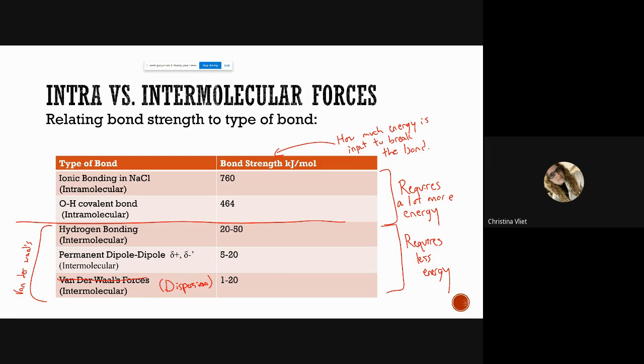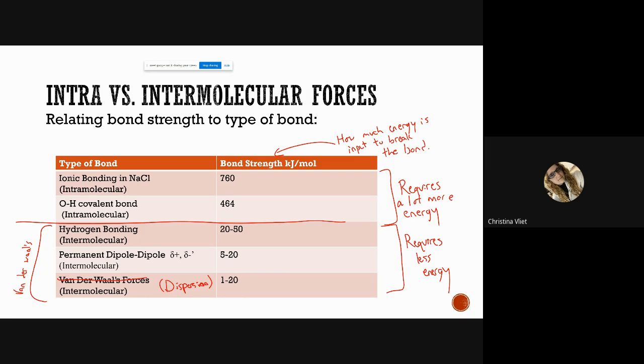So the difference is, in an intramolecular force, now imagine, and I'll use myself as an example, would it take more or less energy to rip my arm off? I told you, it'll stick with you, than to separate you from a friend when you're handshaking. Which one would take more energy? Breaking a person apart or breaking two people apart from each other?